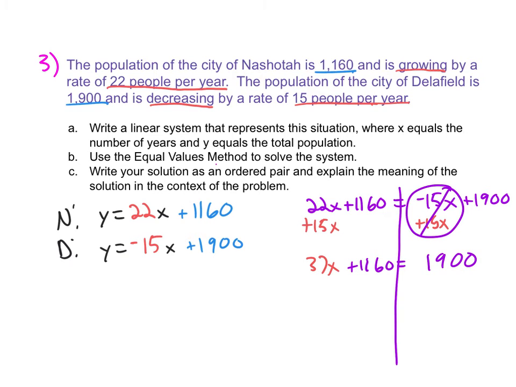1900 is left over. Now moving forward here, I'm just trying to get x by itself. So I'm going to subtract 1160 from both sides. I'm going to create a zero pair on the left side, and I'll be left with a positive 37x on the left side. And on the right side, I'll be left with 740.